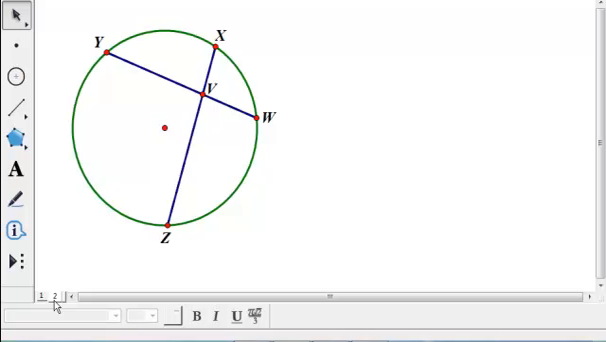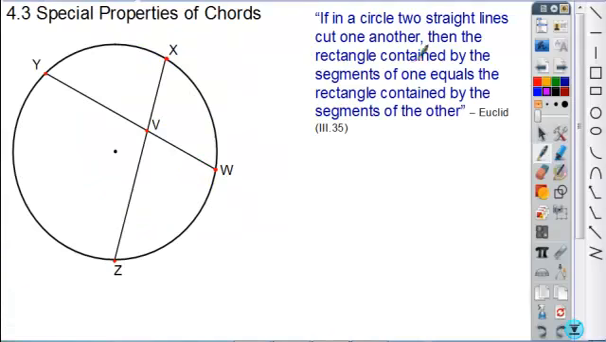All right, so the second part has to do with the intersection of chords once again, but we're not talking about angles and arc measures this time. We're talking about their lengths. If you took two chords that intersect one another in a circle, the relationship between those chords is this: the rectangle contained by the segments of one chord is equal to the rectangle contained by the segments of the other.